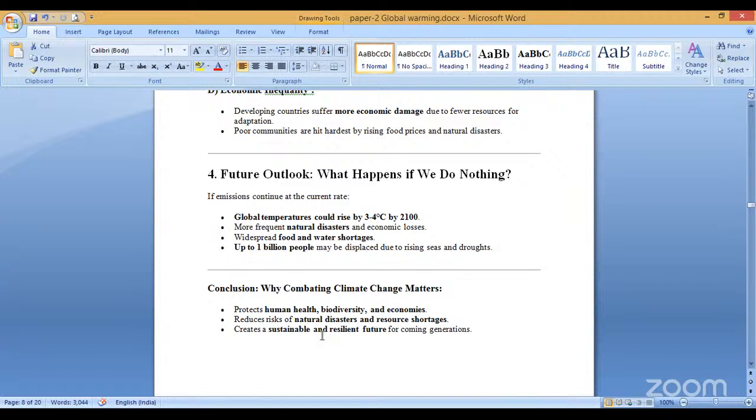Coming to the next one, the conclusion. Combating climate change matters: it protects human health, biodiversity, and the economy, reduces the risk of natural disasters and resource shortages, and creates a sustainable and resilient future for the coming generations.